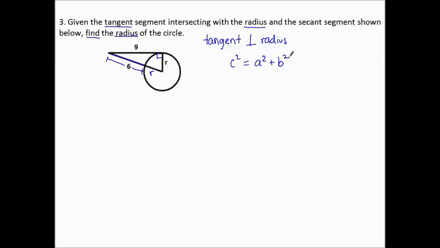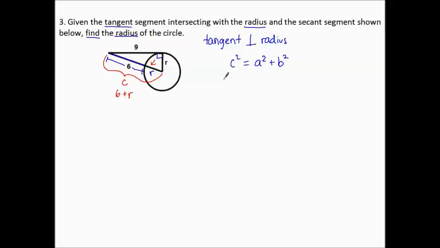Now this is going to be a little tricky because we're not missing just an entire side, we're missing a piece of a side. So let's see how we can do this. Across from the right angle is the hypotenuse. This whole side is the C, the hypotenuse. Part of it's 6, part of it's r. How do we put those together? Add them. 6 plus r.